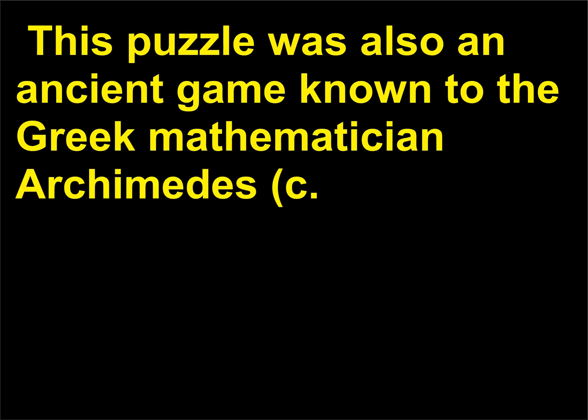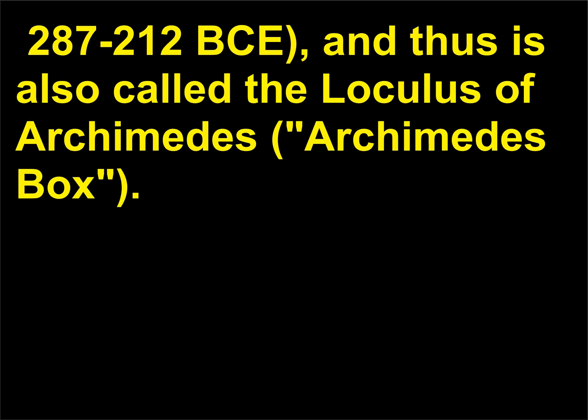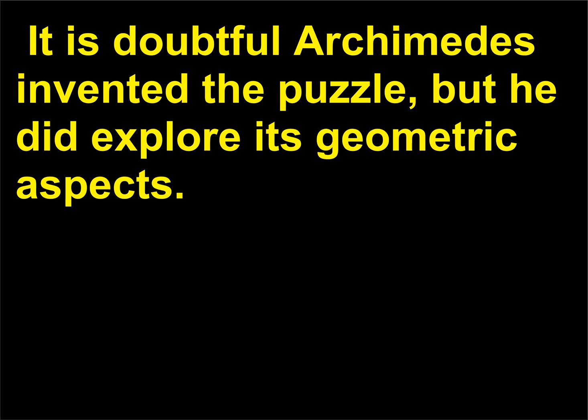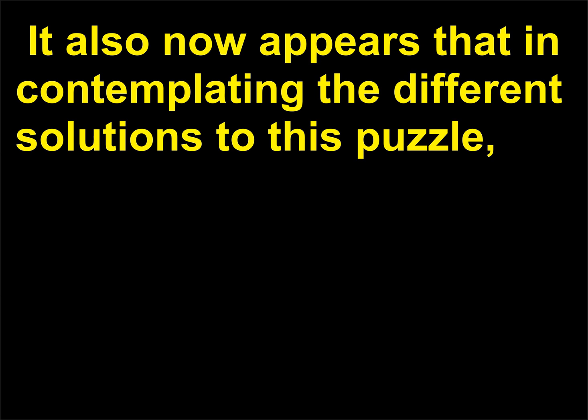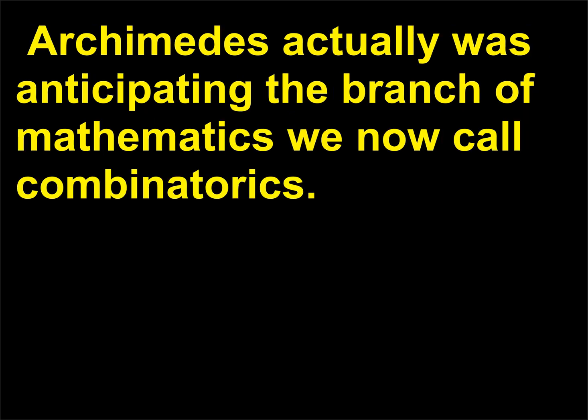This puzzle was also an ancient game known to the Greek mathematician Archimedes, c. 287 to 212 BCE, and thus is also called the loculus of Archimedes, Archimedes' box. It is doubtful Archimedes invented the puzzle, but he did explore its geometric aspects. It also now appears that in contemplating the different solutions to this puzzle, Archimedes actually was anticipating the branch of mathematics we now call combinatorics.